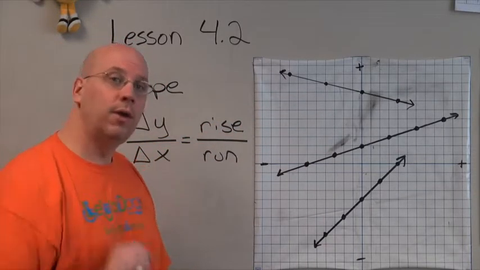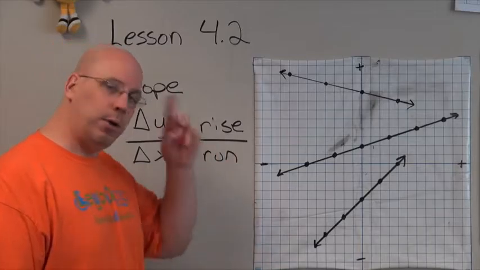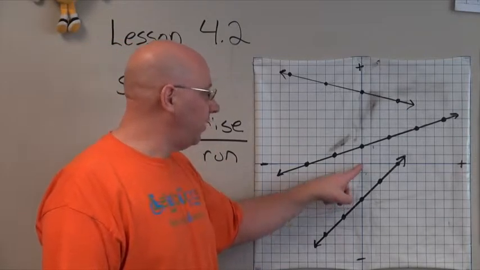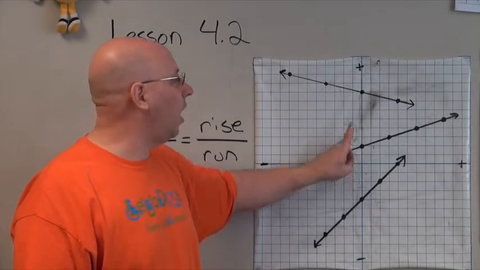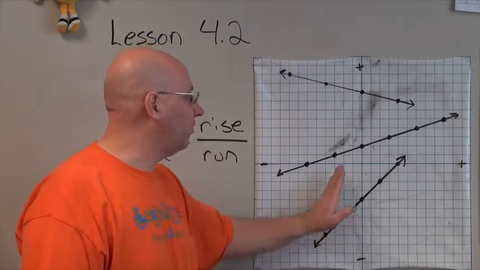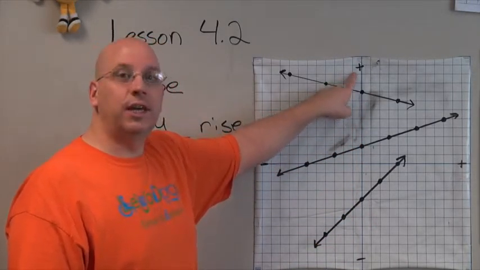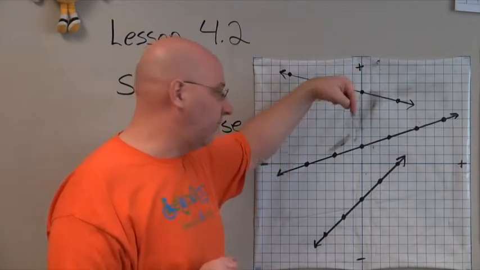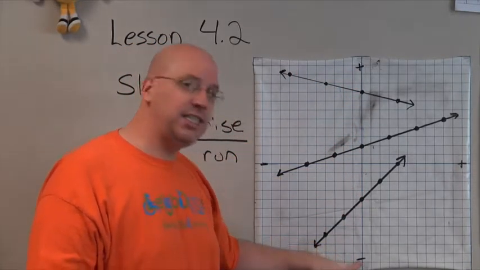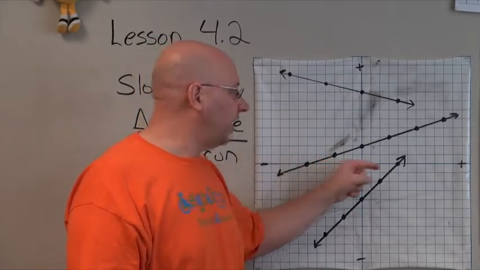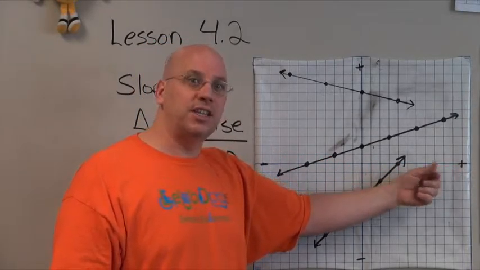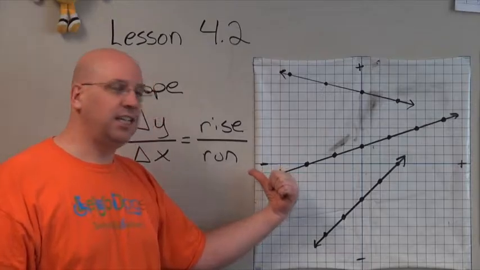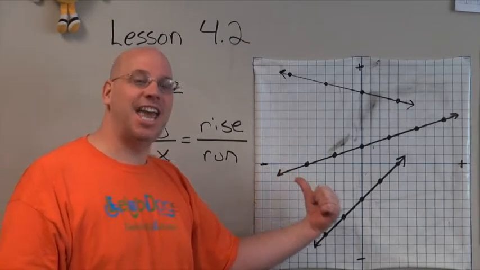Now, before I actually find the slope, I want to point this out too, that here at the origin, if you're moving up from any point on the graph, you're moving in a positive direction. So a vertical change up is positive. A vertical change down is negative. A horizontal change to the right is positive. Horizontal change to the left is negative.